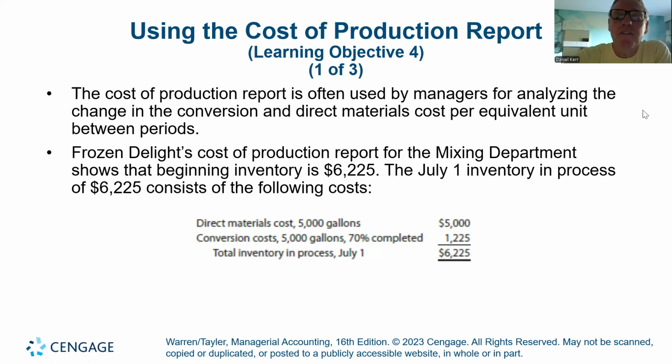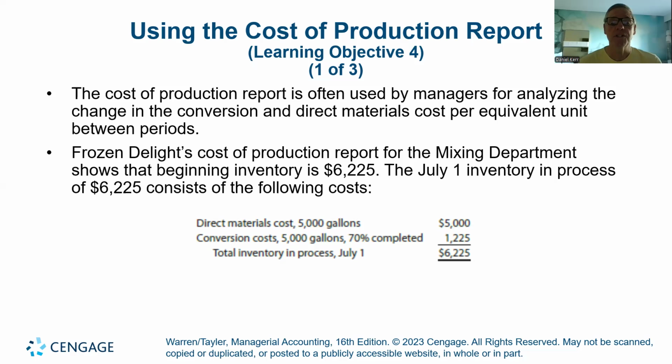And a little mini lecture here on Objective 4 in Chapter 3, which is using the cost of production report to evaluate companies' performance and see how well we're managing costs. So what we can do is use the cost of production report that we learned how to prepare earlier for analyzing changes that may have occurred in either the conversion cost or the materials cost between periods. So we can compare one period to the other period.